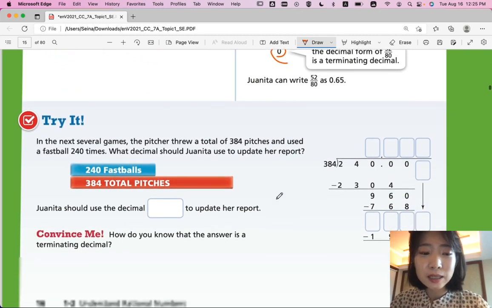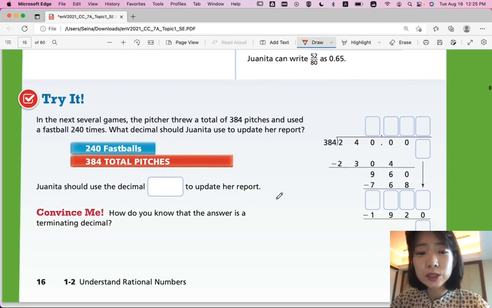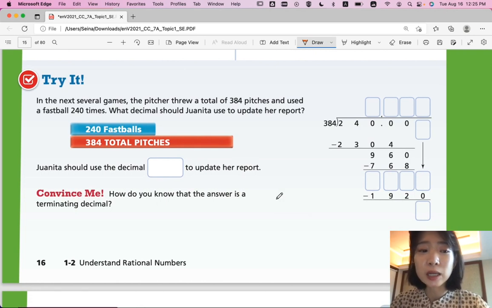In the next several games, the pitcher threw a total of 384 pitches and used the fastball 240 times. What decimal should Juanita use to update her report? See if you can fill in the blanks and figure out the answer by yourself. Come back when you're ready for the answer.